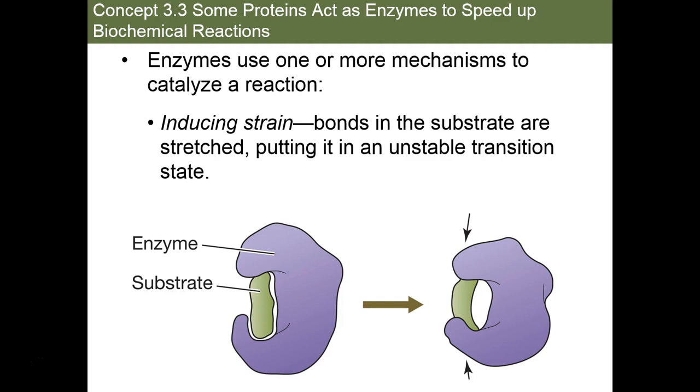Enzymes may use one or more mechanisms to catalyze a reaction. One method is called inducing strain. In this method, bonds in the substrate are stretched, putting it into an unstable transition state. You can see in our picture here our purple enzyme and the olive green substrate. When they bind together, the enzyme will change shape, thus putting strain on the substrate.